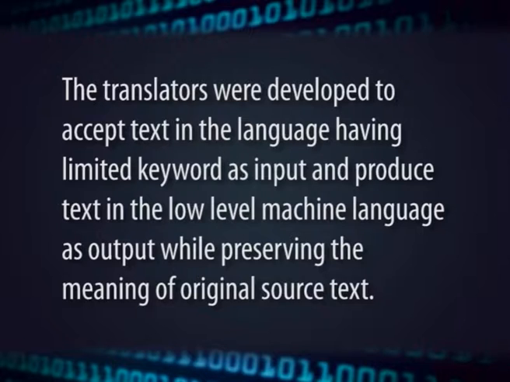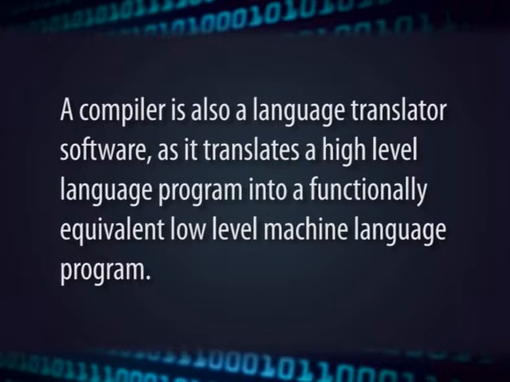original source text. A compiler is also a language translator software as it translates a high level language program into a functionally equivalent low level machine language program. The meaning of functional equivalence is that for a given set of inputs, the generated machine level program produces the same output. By the end of 1950s, the machine and processor independent languages were designed.